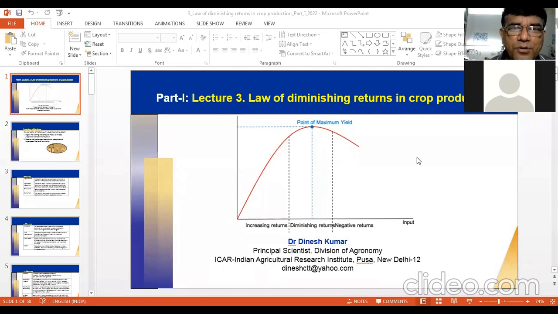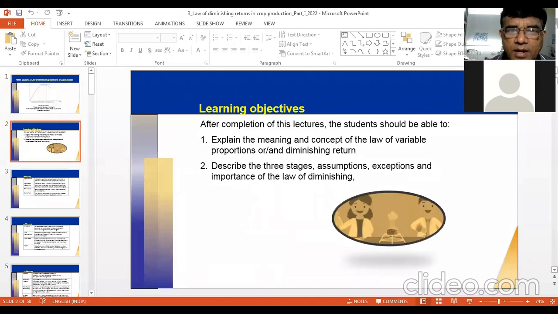So today we are going to discuss law of diminishing return in crop production. But before that, let us see the learning objectives of this class: explain the meaning and concept of law of variable proportion or diminishing return. We will see it in part 2, and describe the 3 stages, assumptions, exceptions, and importance of law of diminishing return.